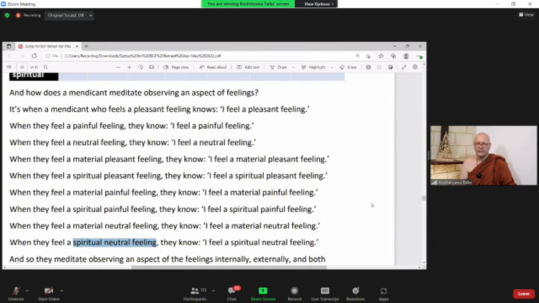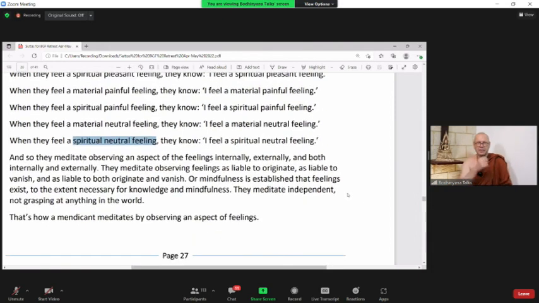So let's just quickly finish off the feelings. They meditate observing an aspect of feeling internally, externally, both internally and externally. Internally means in relation to yourself, because you know your own feelings. Externally means that you know by inference that other people will also experience these feelings. Then you make a universal conclusion that this is true for all beings. All beings have these kinds of feelings internally and externally. You make a universal observation of this. So this is the samadhi part. When we do this kind of observation, it leads to samadhi down the track.